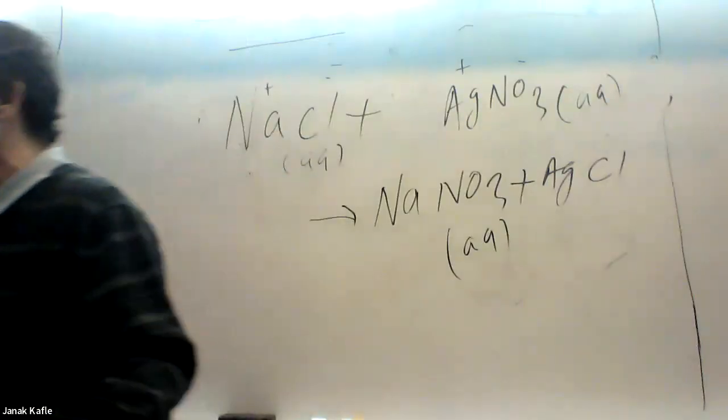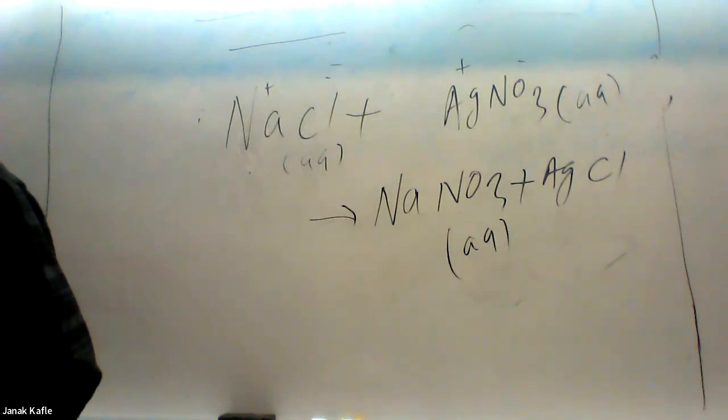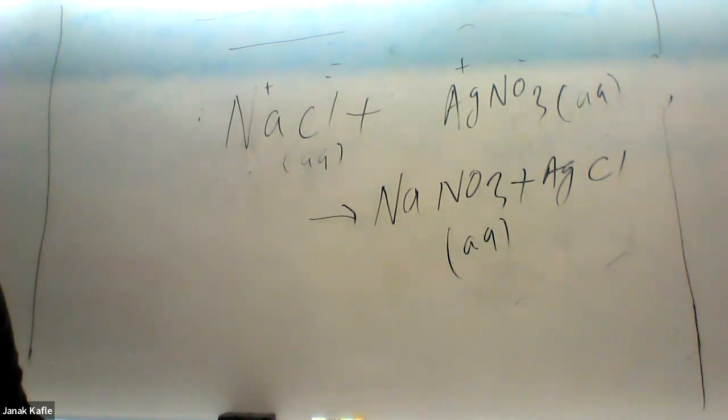Now you can go back and look at that table to see whether AgCl dissolves or does not dissolve. Where is Ag? Ag is right here. Now where is Cl? Cl is here. Let's go and find AgCl. So I go here and from here, AgCl is insoluble. Everybody got that?